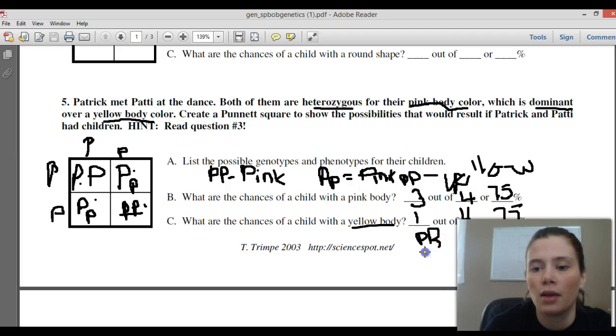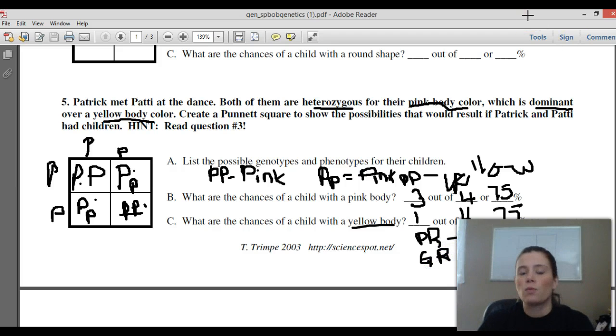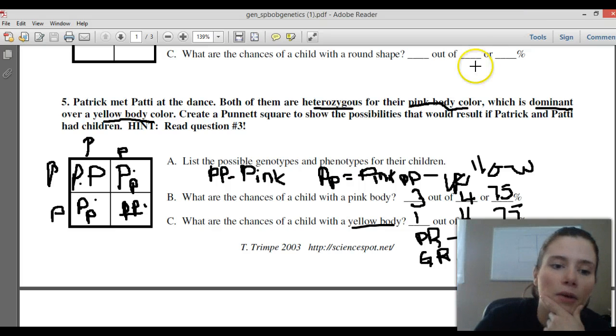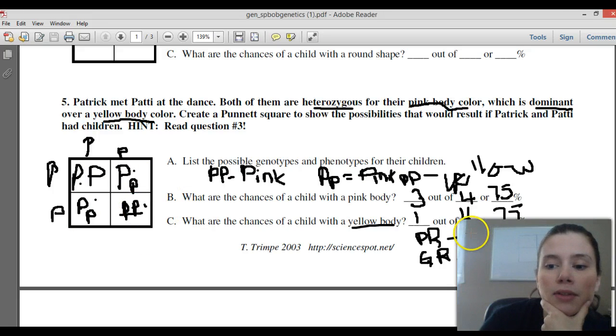Now, if we're going to do genotypic and phenotypic ratios, I'm just going to put PR and GR for phenotypic and genotypic ratios. Phenotypic is what we're going to see. So we see 3 pinks to 1 yellow. So that's going to be a 3-to-1 ratio.